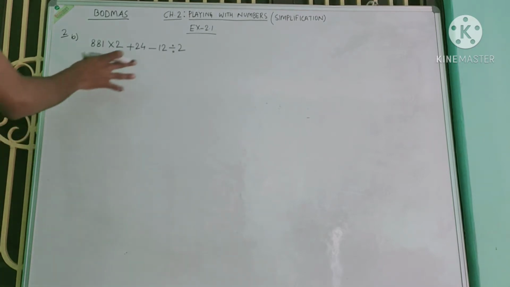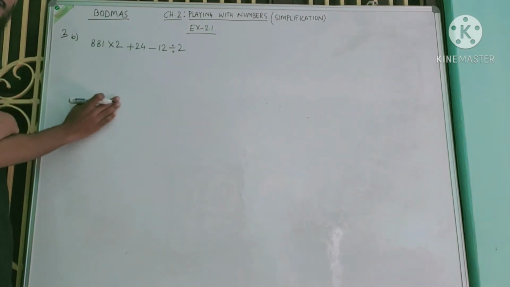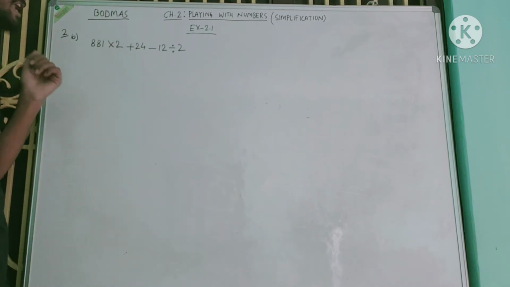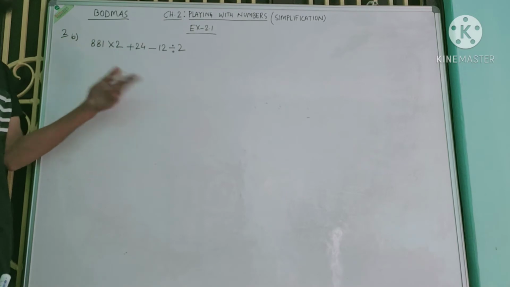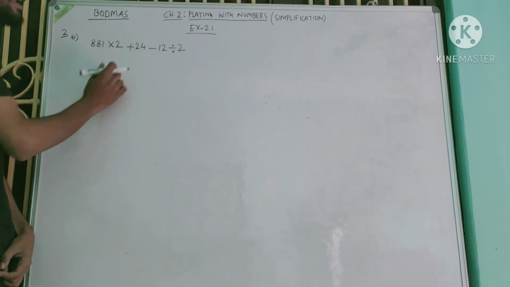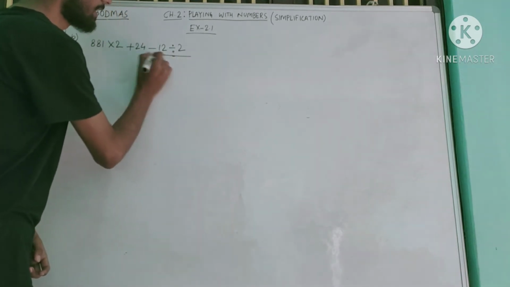Now we will solve this question. First, B stands for bracket. There are no brackets, which means we'll move to the next portion, which is O. O stands for of. There are no of, so we'll move to the next portion, which is D. D stands for divide. Here is one divide. So we have to just divide this portion.